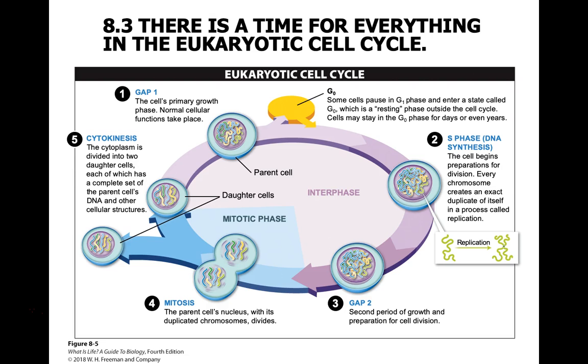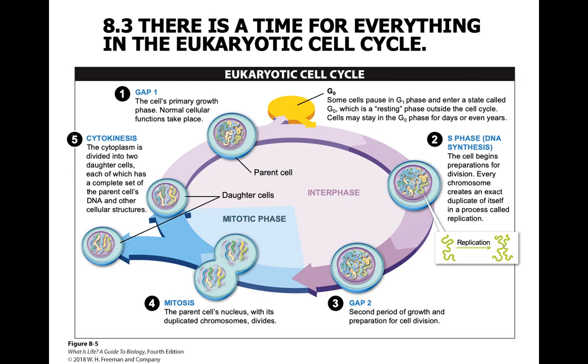After gap 1, we are going to enter the S phase, or the DNA synthesis phase. This is the phase where the cell really begins preparation for cell division. During the S phase, DNA synthesis occurs. This means that each of the chromosomes are replicated, and we'll talk about the process for that in just a minute.